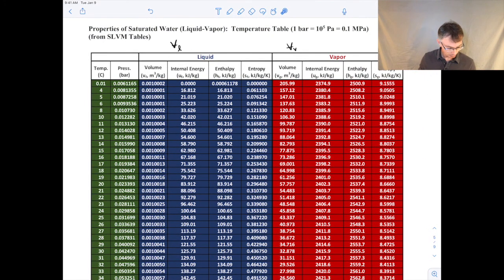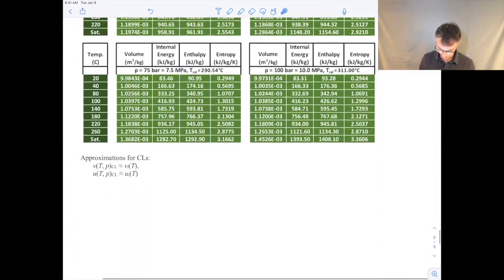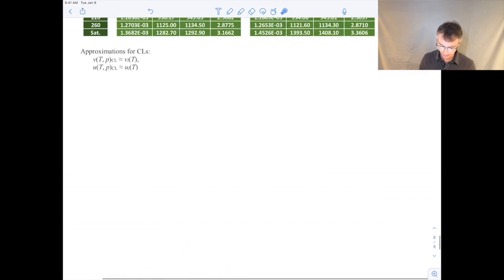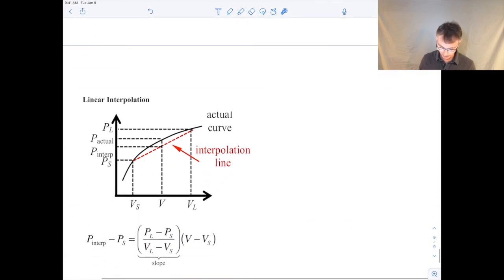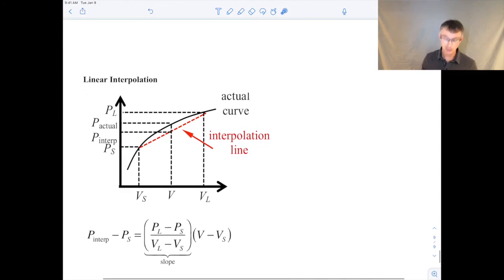Okay, so I think we've covered everything I wanted to. Oh, the last thing I wanted to do is just talk a little bit about linear interpolation. As I mentioned, in those tables there may be some values you need that are in between the values in the table. So we have to interpolate or approximate what those values are. And linear interpolation is the way we do that.